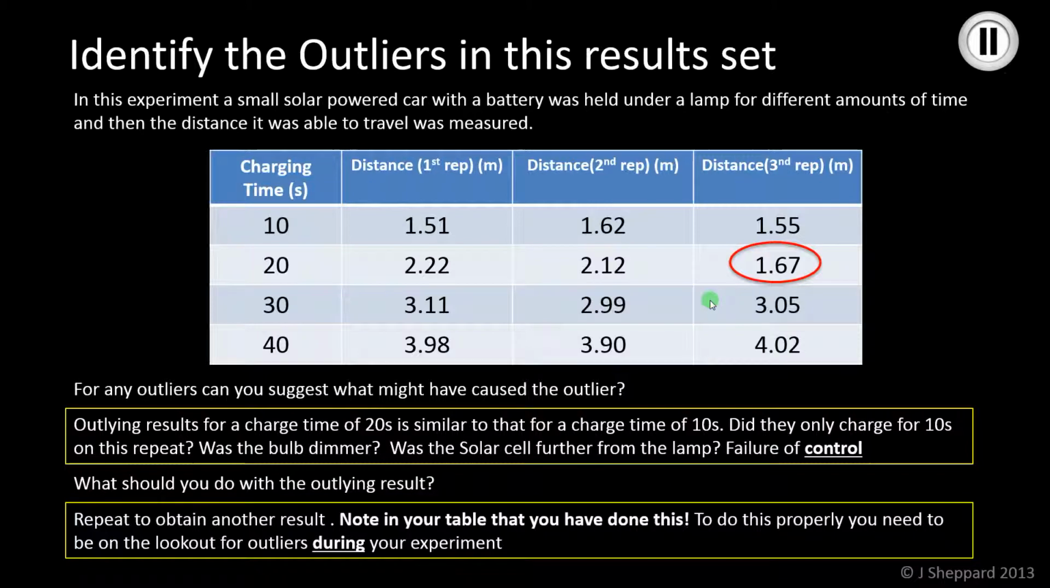And if we had that outlying result, well, again, we would note in your table what we've done. We will think about the reason why. Just note down next to your table, and obtain another result. So you have to do this during your experiment if it's going to be as effective as it possibly can be. Okay, that's it for outliers then.